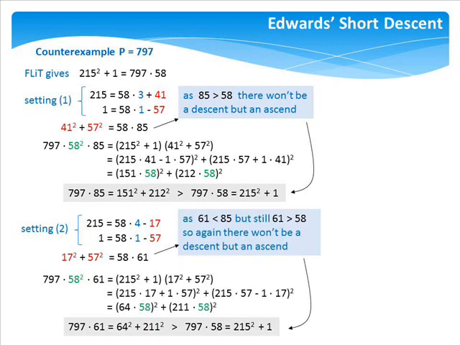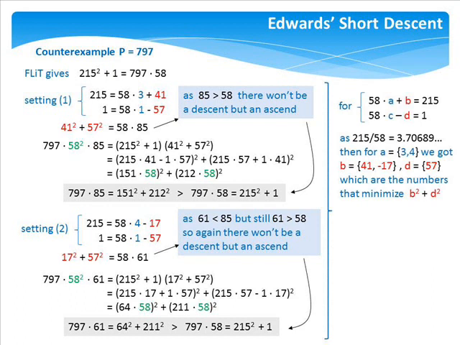Someone might say, hey, why not start with 582 squared plus 1, since 797 minus 215 equals 582? But that leads us to the same kind of solutions. No descent in sight. Believe me, or better, try it for yourself. Spoiler, there's no descent either.